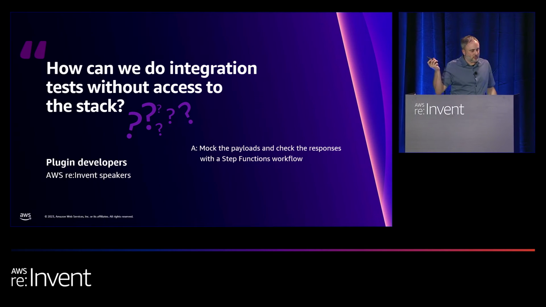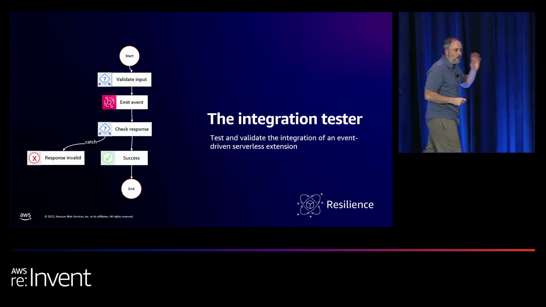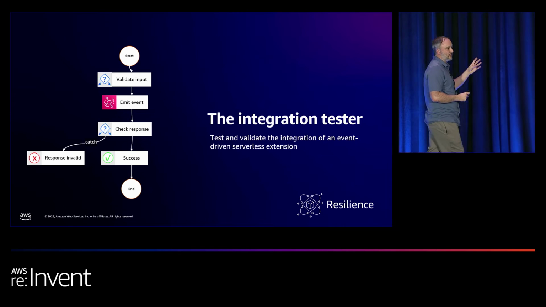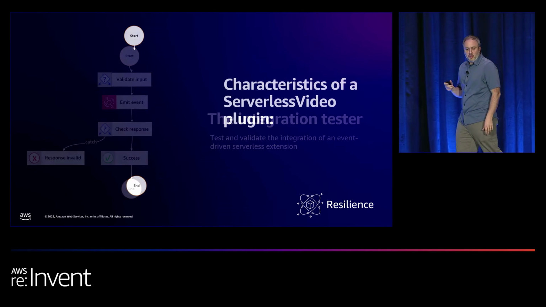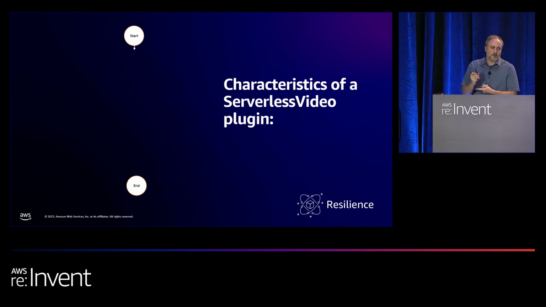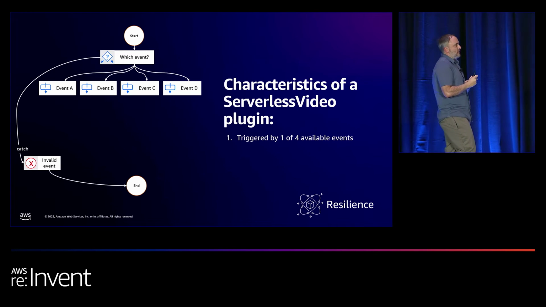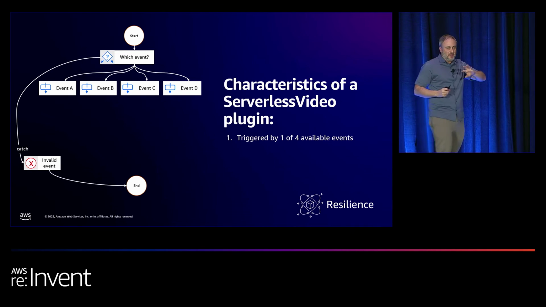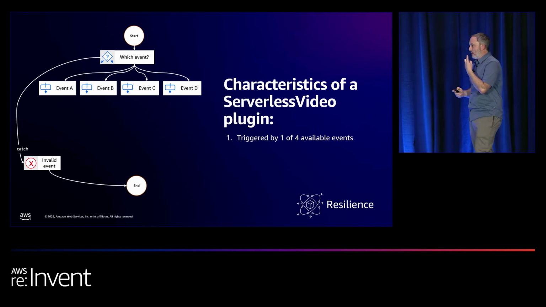Let's build a Step Functions workflow to test that each of these plugins work. And I think there's a lot of potential for using Step Functions as a kind of integration or unit tester, right? Let me show you what we did. First thing we did was decide the characteristics of every serverless video plugin. So every plugin needs to be registered for one of these 4 milestone events, and if it was registered for something other than that, we'd throw an error.